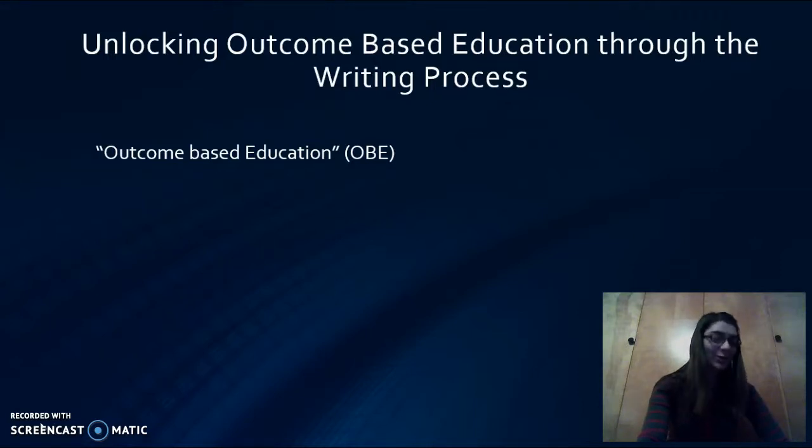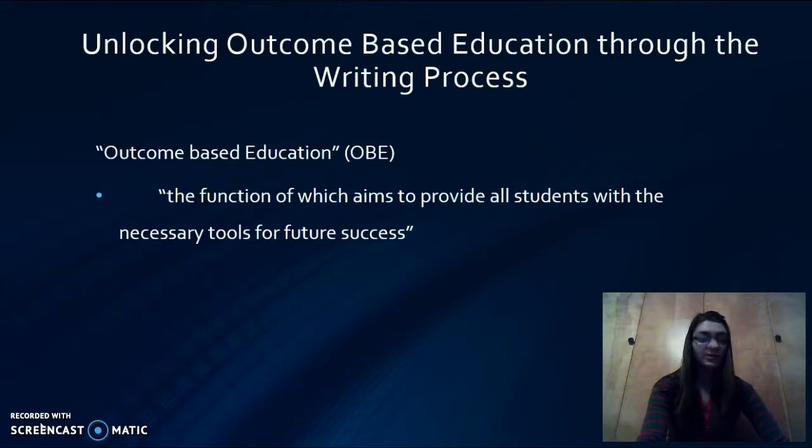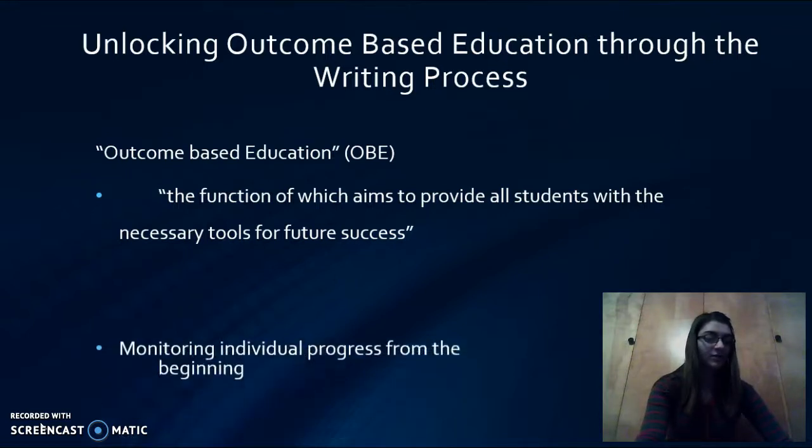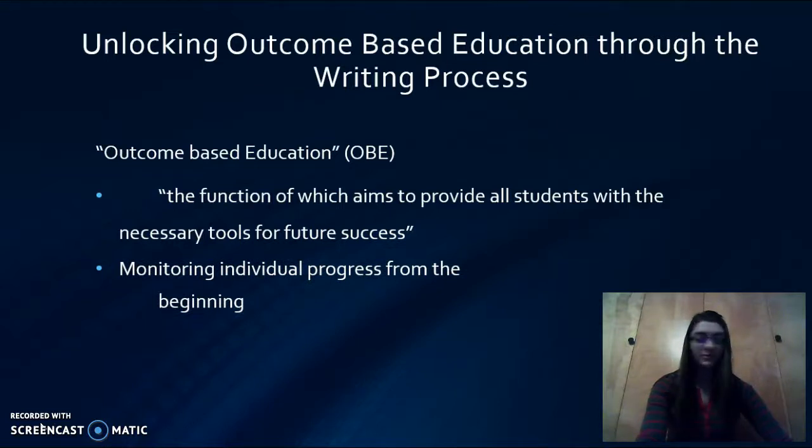Outcome-based education, or OBE, is defined as the function which aims to provide all students with the necessary tools for future success. So this writing process is called Accept, Revise, Reject. This monitors individual progress from the beginning. All writing is turned in from pre-writing to the final copy, and the teacher is then able to go through each and view the progress to see if the student has made individual progress from the beginning. So it's based on the student's individual progress.